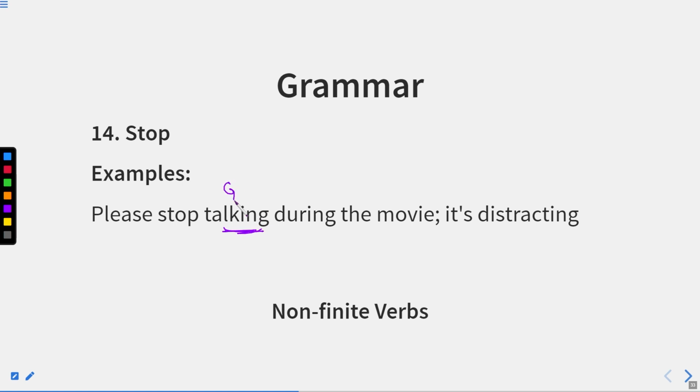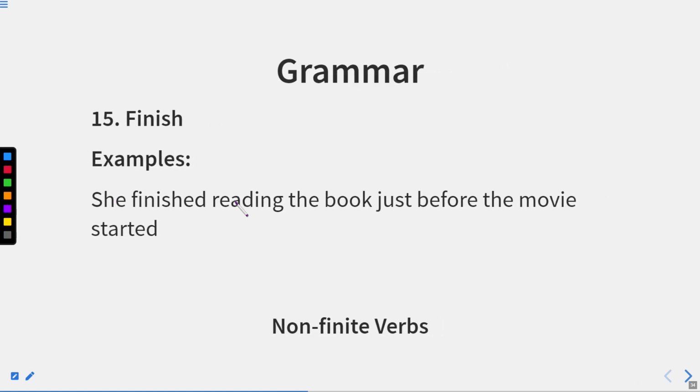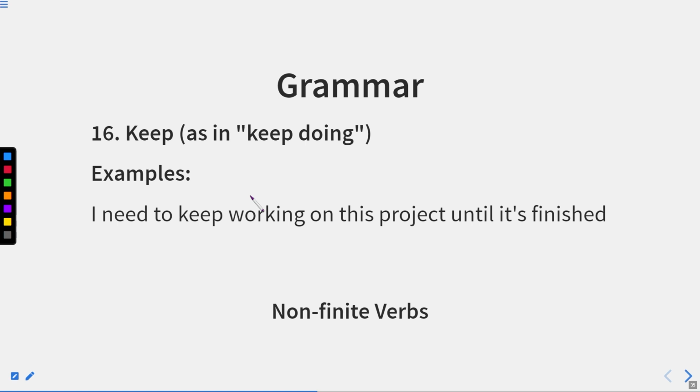Now let us move to the next one. Finish. She finished reading the book just before the movie started. So reading is a gerund. Keep, as in keep doing. I need to keep working on this project until it is finished. So keep working means to continue the work.